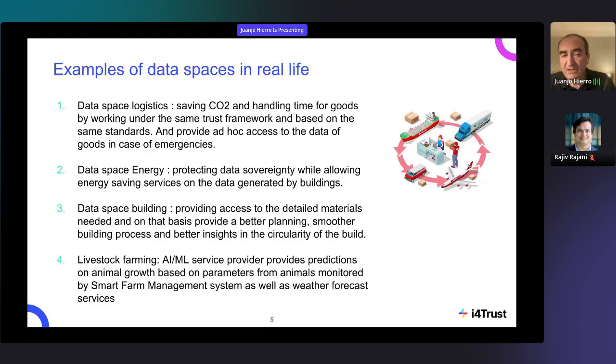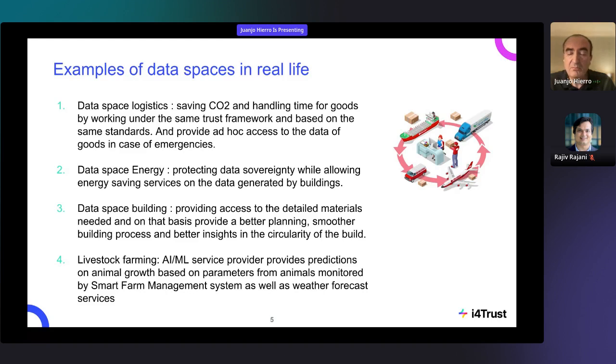Here there are some examples of data spaces in real life. For instance, data spaces on logistics, where a number of participants will be able to implement process together by means of sharing data each participant owns, and overall together creating processes along the value chain where they are participating in, as actors to, for instance, save CO2 or improve the handle time for goods they are delivering.